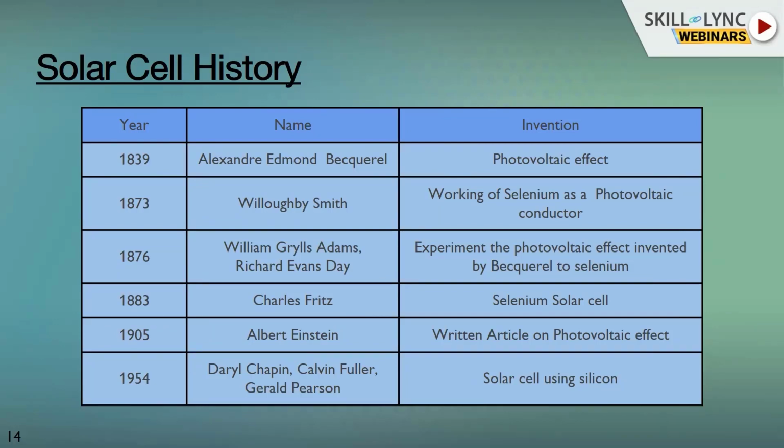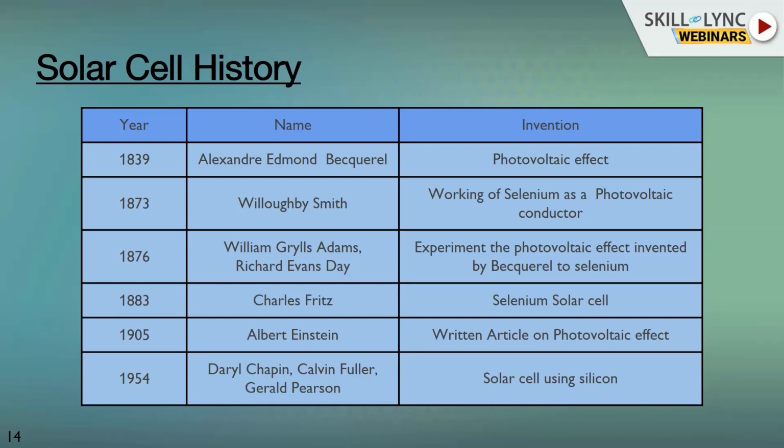And in 1876, William Grylls Adams and Richard Evans did the same experiment, building on Becquerel's selenium work. They were somewhat successful with selenium as a semiconductor. And in 1883, Charles Fritts first produced the solar cell, a selenium solar cell. Compared to the silicon we use nowadays, selenium is very much more expensive than silicon.